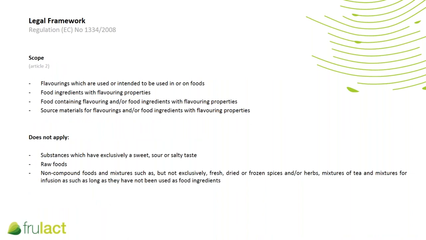The scope of this regulation is flavorings which are used or intended to be used in or on foods, food ingredients with flavoring properties, food containing flavoring and/or food ingredients with flavoring properties, and source materials for flavoring or food ingredients with flavoring properties. Out of the scope of this regulation are substances which have exclusively a sweet, sour, or salty taste, raw foods, and non-compound foods, such as herbs, for instance, as long as they have not been used as food ingredients.